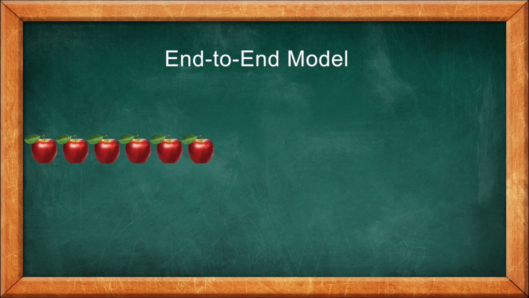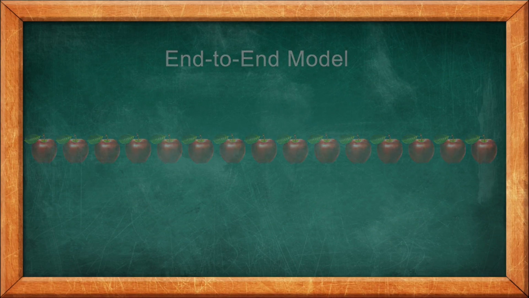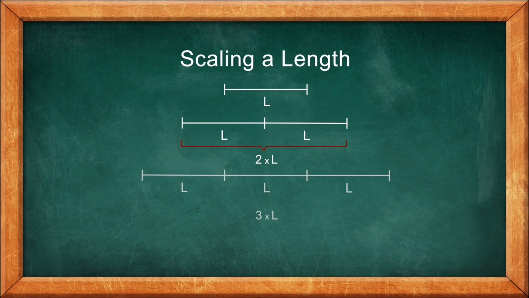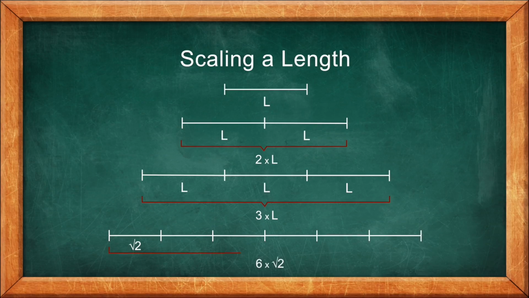In the end-to-end model from the first session, we laid rows of apples end to end to multiply them. We can do the same thing with lengths. To double a length, lay two copies end to end and measure the resulting length. To triple, lay three copies end to end. So it's possible to multiply a length by any whole number. For example, 6 times the square root of 2 is the length of 6 copies of the square root of 2 laid end to end.